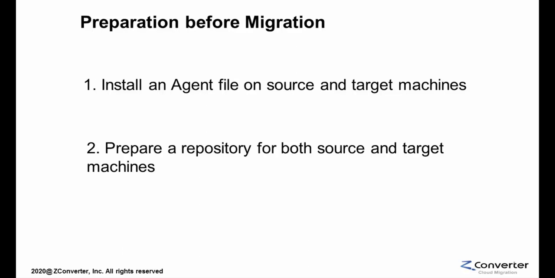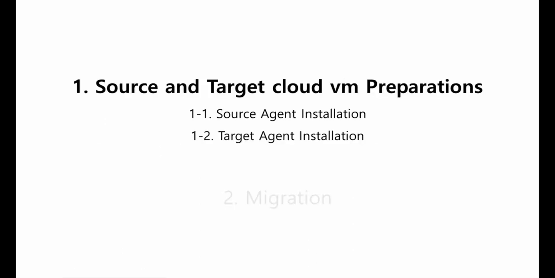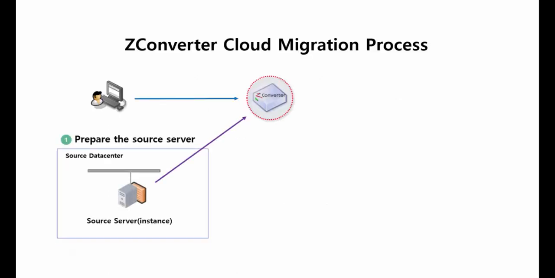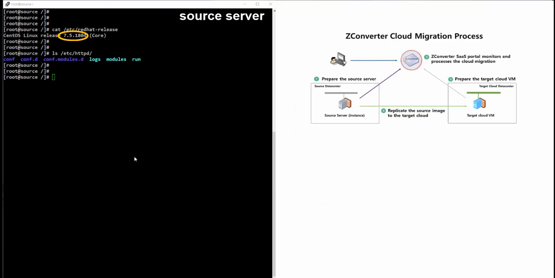To prepare for the migration, you must first install an agent file on source and target machines. Second, you must prepare a repository for both the VMware virtual machine and GCP virtual machine. In this demo, we are using a very basic repository option for both source VMware virtual machine and target GCP virtual machine, which means we are just adding an additional disk for both GCP and VMware repositories. Now let's take a look at section 1.1 and 1.2, source and target agent file installation.